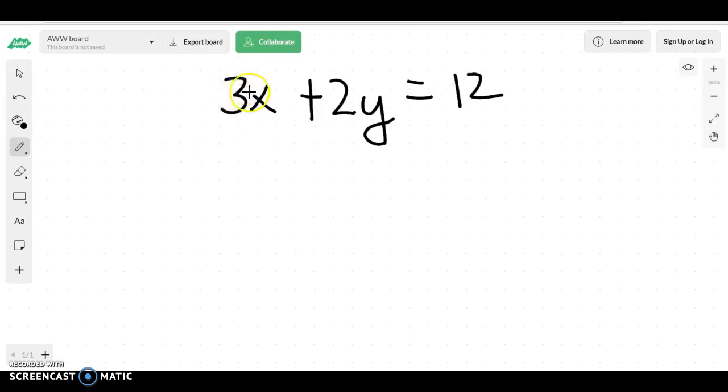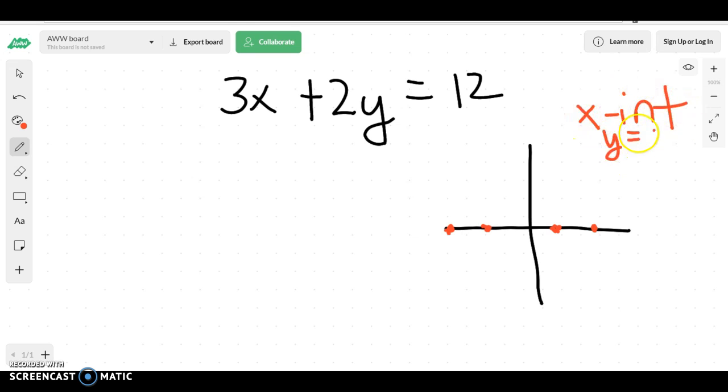Okay, so the first question is, find the X and Y-intercept for this problem right here. If you're having trouble finding the X and Y-intercept, you need to think about what an X and Y-intercept means. An X-intercept means it's on the X line. And if a point is on the X line, it has no height, or no Y value. So X-intercepts have a Y value of 0.